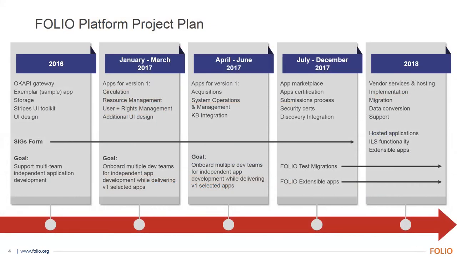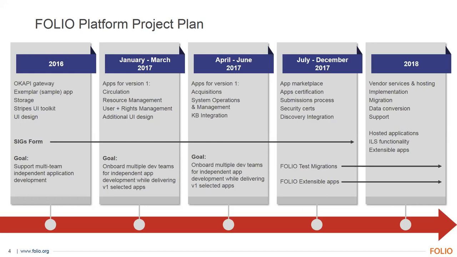So we started Folio with what amounts to this overall project plan. This was something we put together last year. It's really a set of goals that we're trying to achieve as we move through this project. And in 2016, our focus was on Okapi, that core gateway, and the Stripes UI toolkit, and then building out things like storage and kicking off the UI design. That means spending a lot of time with the special interest groups and the subject matter experts, understanding workflows, and building that into our overall plan for design.